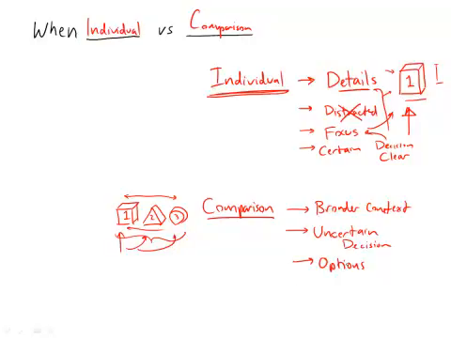So really that's kind of the breakdown of it. I draw an individual picture when I'm certain and I want to focus on the details. I draw a comparison picture when I'm less certain and I want to still remain open to what my options are. So let's make this real for a moment with a real world example.